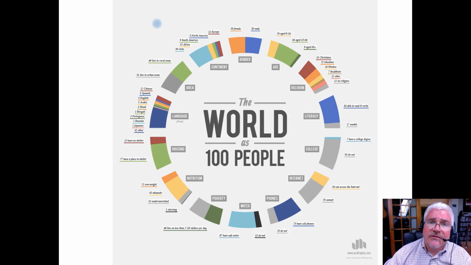15 would live in Africa. That's 3 times more than live in North America. And 11, Europe. 9, South America. So that's a picture and a short explanation of the world we share with those 7 to 8 billion people.